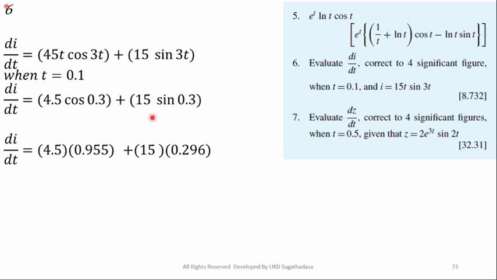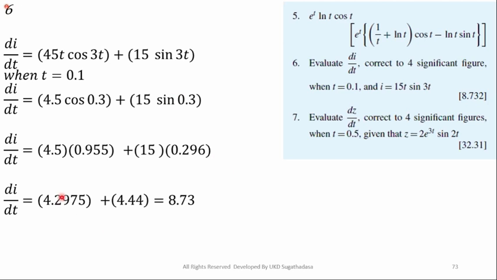0.3, sine 0.3. If you read the values, I need not show you. We know how to use the calculator, scientific. Cos 0.3 is 0.955 because this radian 0.3 is very close to 0, a small value. That's what cos 0 is, 1, no? Cos 0 is 1. Cos 0.3 is 0.955, very close to 1. Sine 0.3 is 0.296.